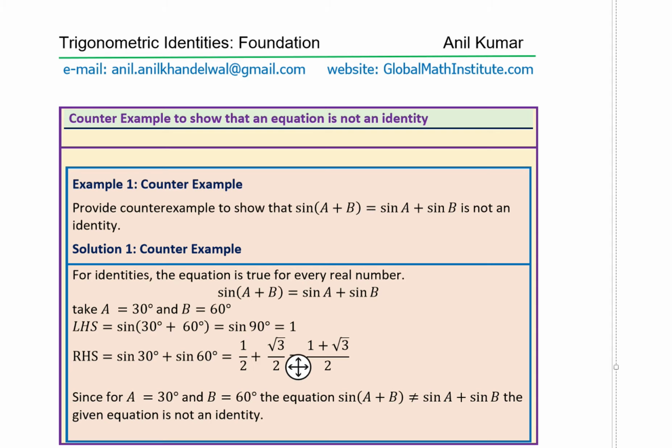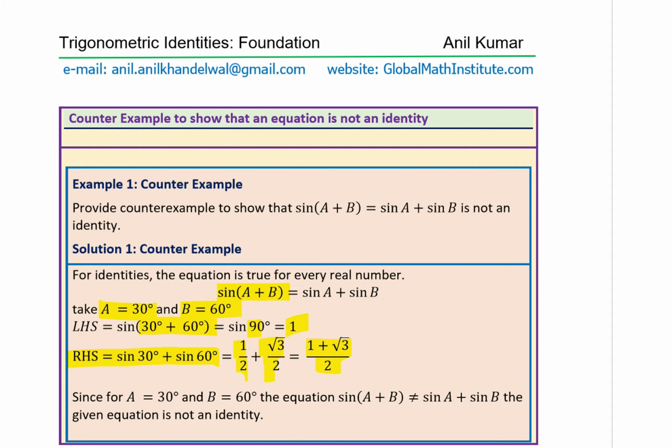In our case, what did we do? Well, we took A as 30 degrees and B as 60 degrees. Substituting 30 and 60 on the left hand side for sine A plus B, we get 30 plus 60 is 90. Sine of 90 is 1, so left hand side is 1 for the taken values. Now, let's substitute the same 30 and 60 degrees for A and B on the right hand side. We get sine 30 plus sine 60. Sine 30 is half, sine 60 is square root 3 over 2, and that is definitely not equal to 1.